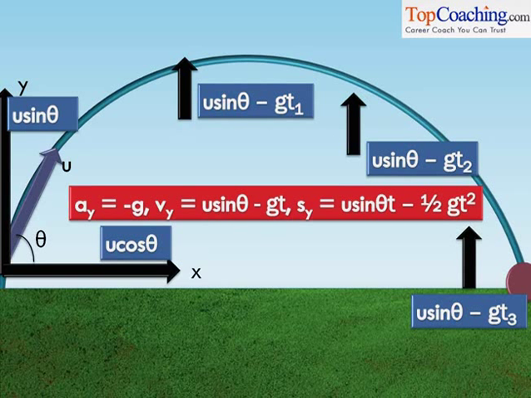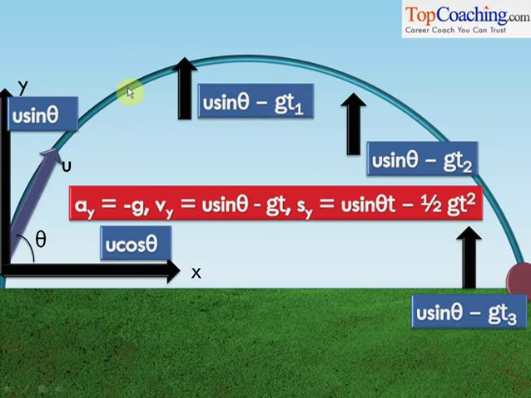The displacement along the y-axis at any time t is u sine theta t minus half gt square. You see, if we apply the equation s equal to ut plus half at square for the projectile in the vertical direction, then the initial velocity is u sine theta, the time is t, the acceleration is minus g. Therefore, sy is u sine theta t minus half gt square.